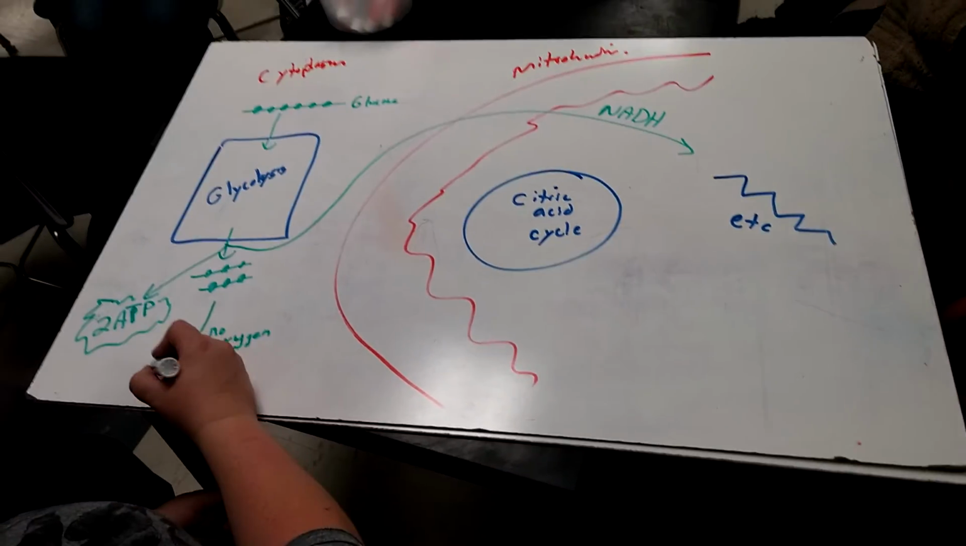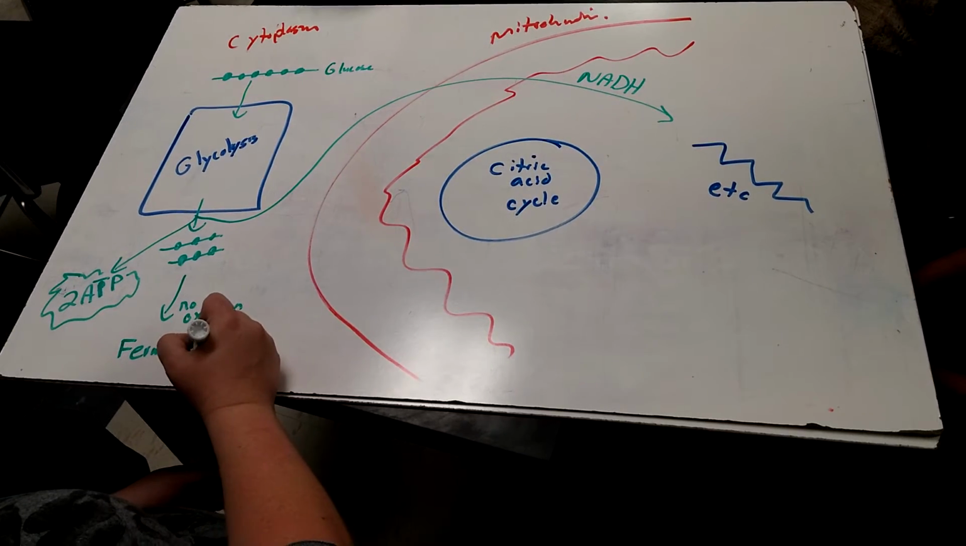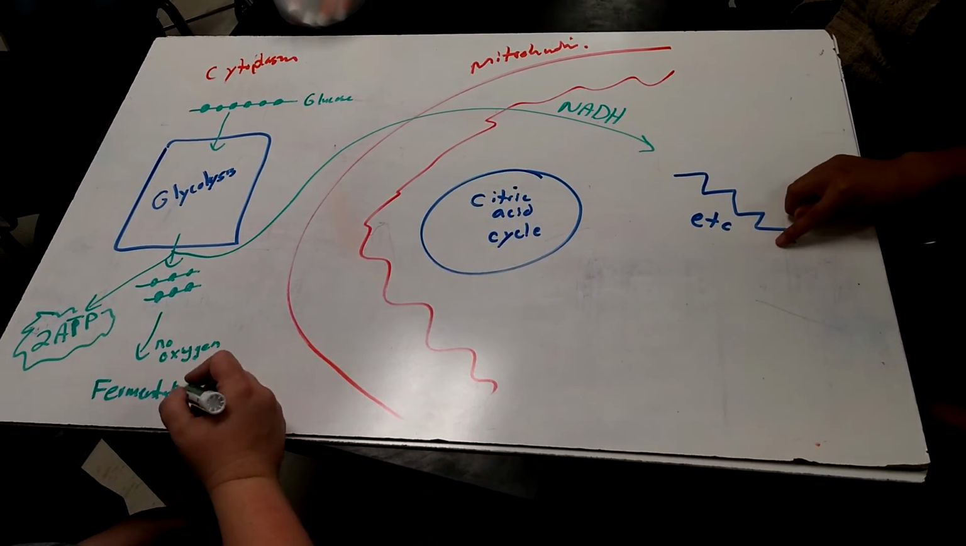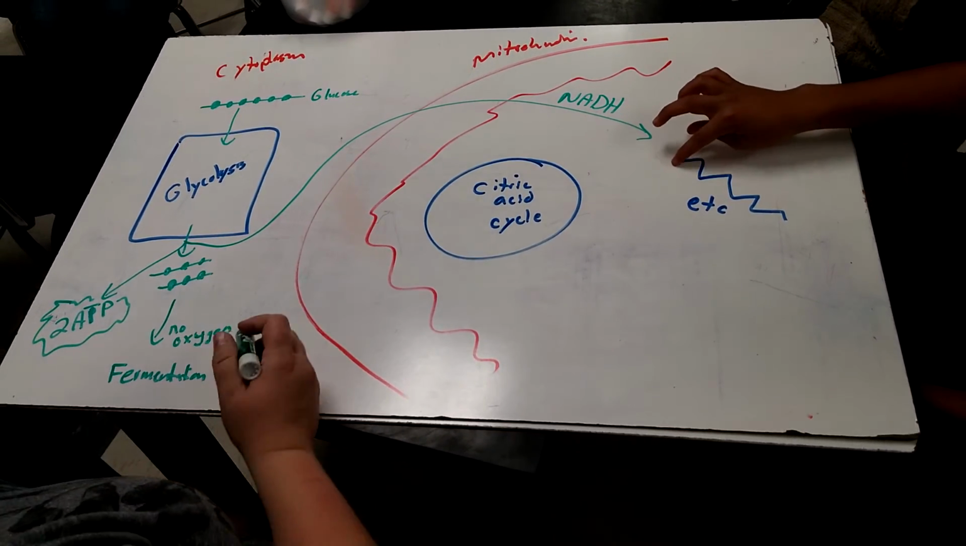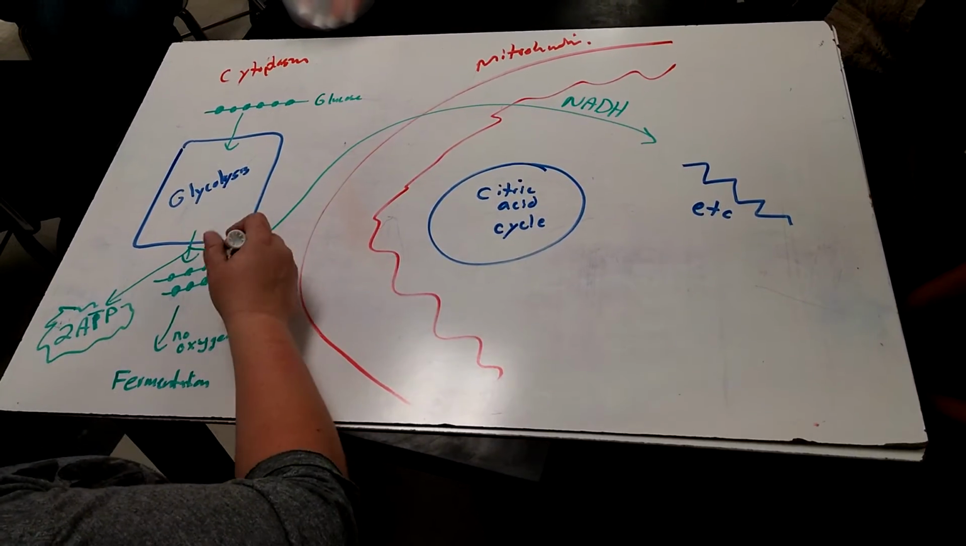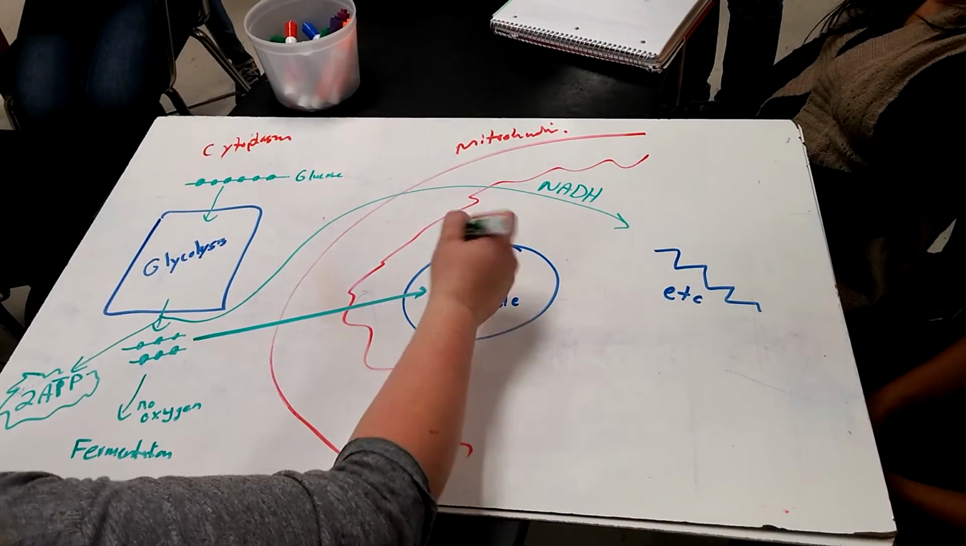Okay. Now, if there's no oxygen to do the next step, because not every organism has oxygen or has a mitochondria, then it's going to do something called fermentation. Okay, and we're either going to get alcohol or lactic acid with that. But most of the time, these little pieces of glucose are small enough now they can enter the mitochondria, and they're going to go to the citric acid cycle.